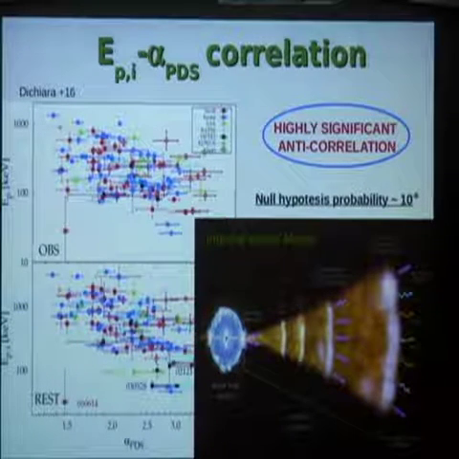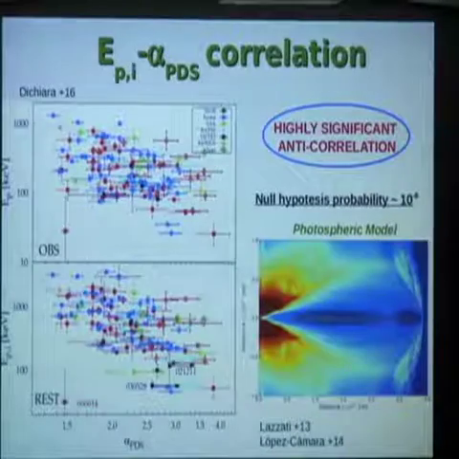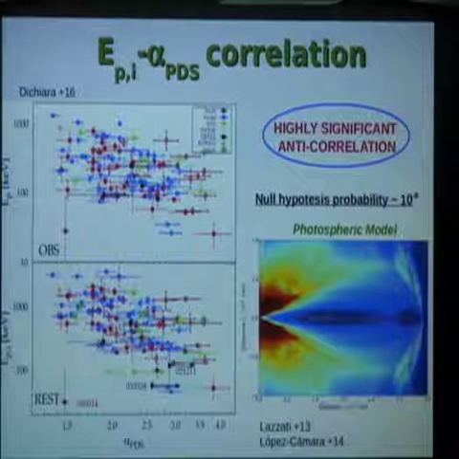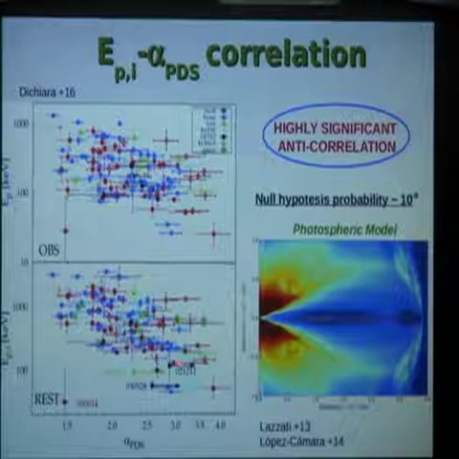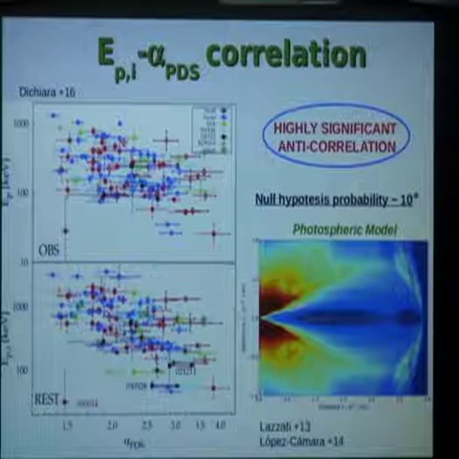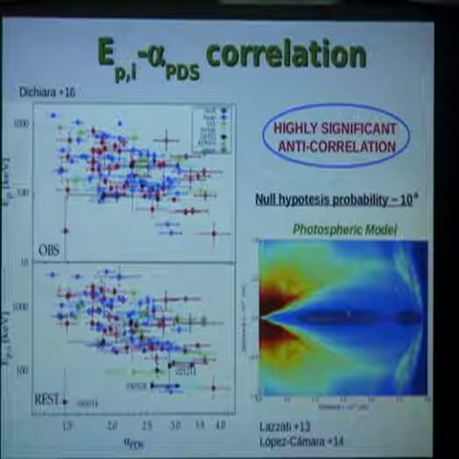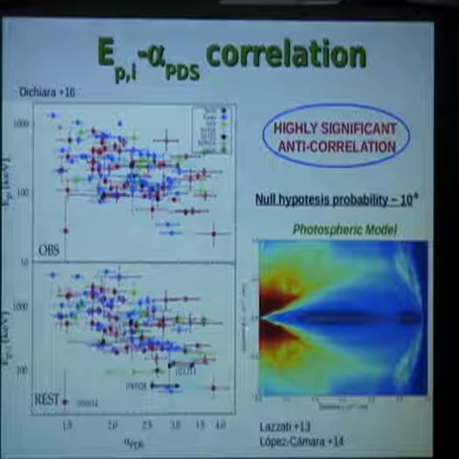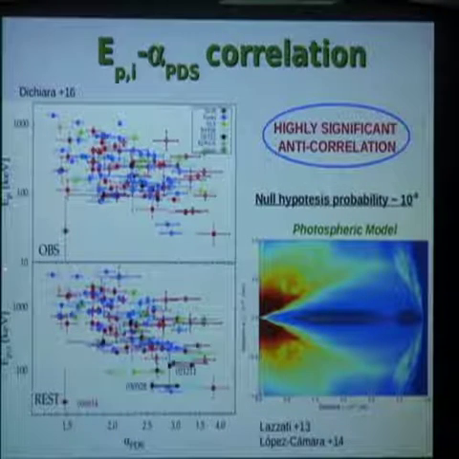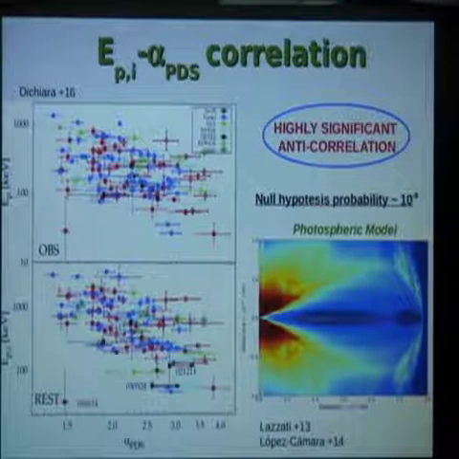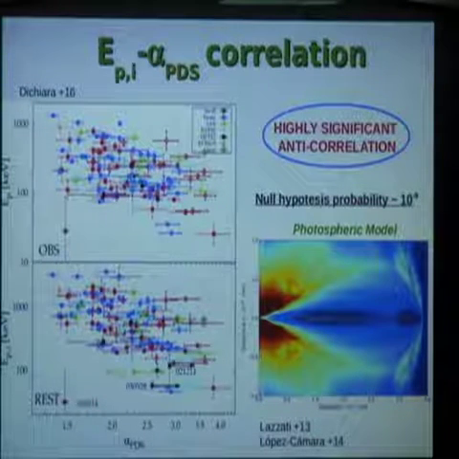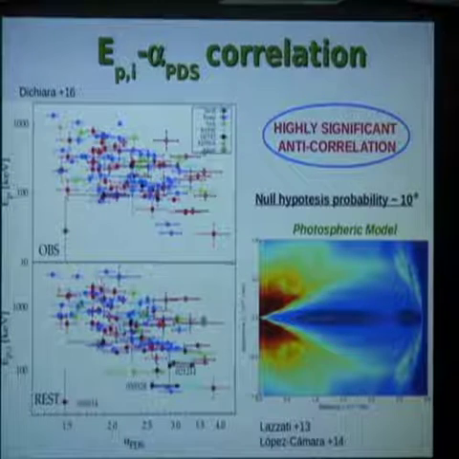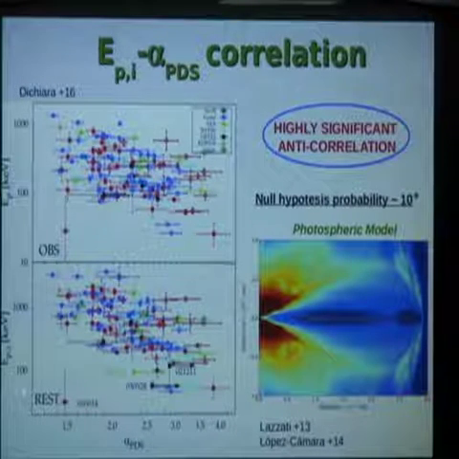So the other model we take into consideration is the photospheric model. It's not clear in this model if you can reproduce this kind of correlation. Actually, in this model, the peak energy is mainly connected to the viewing angle, the angle between the jet and the line of sight. And if you go more off-axis, you have a lower value of the peak.